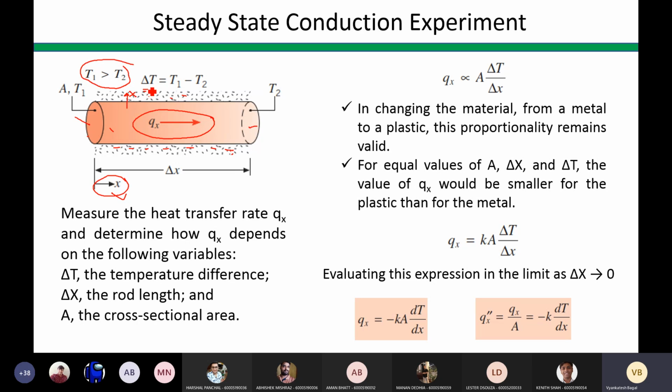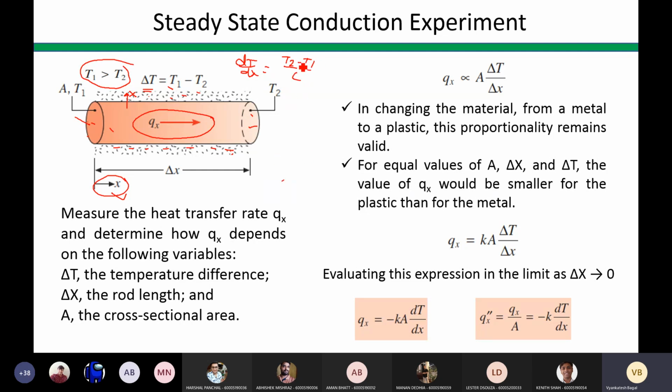And what is delta T? Delta T is called the overall temperature difference, which is the difference between temperature T2 and T1. So as I have mentioned delta T, I am writing higher temperature minus lower temperature. But sometimes when you write dT by dx, you will write it like T2 minus T1 by L, right?